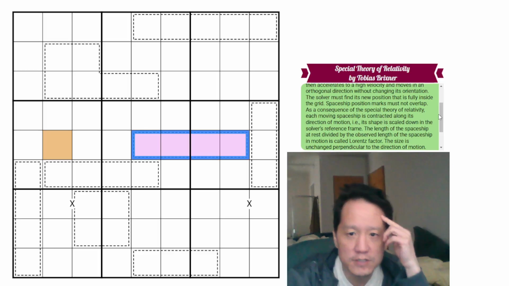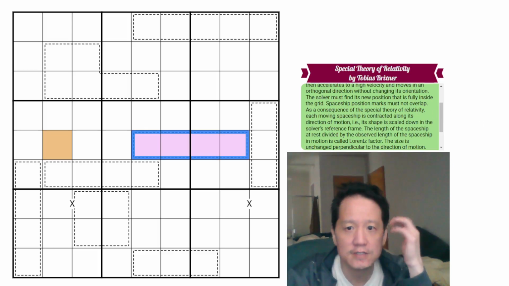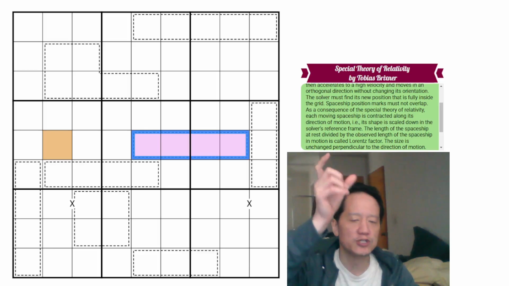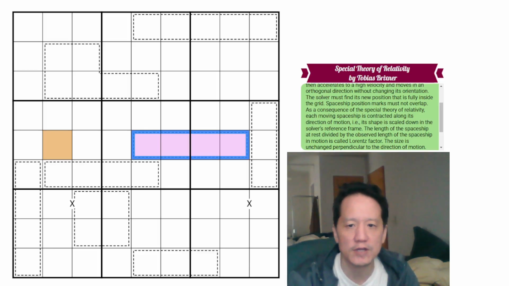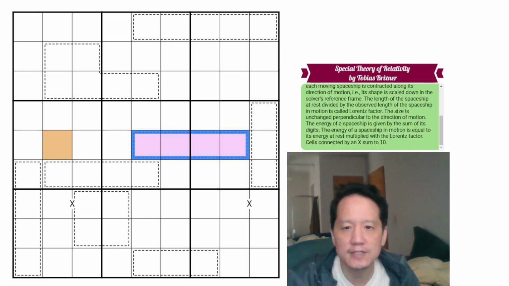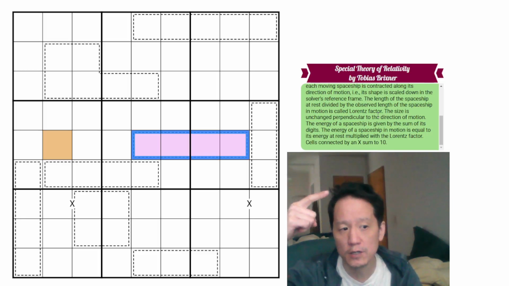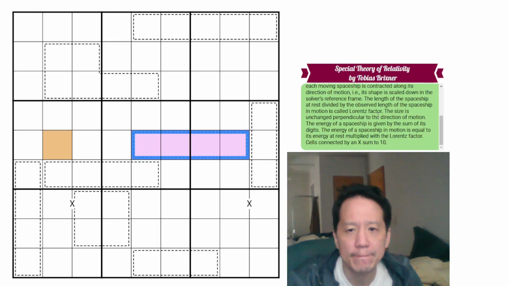So the Lorentz factor is the length of the spaceship at rest, which is a larger number, divided by the observed length of the spaceship in motion, which will be smaller than it. So that's the Lorentz factor. So the Lorentz factor is always greater than 1. The size is unchanged. Okay, yeah.